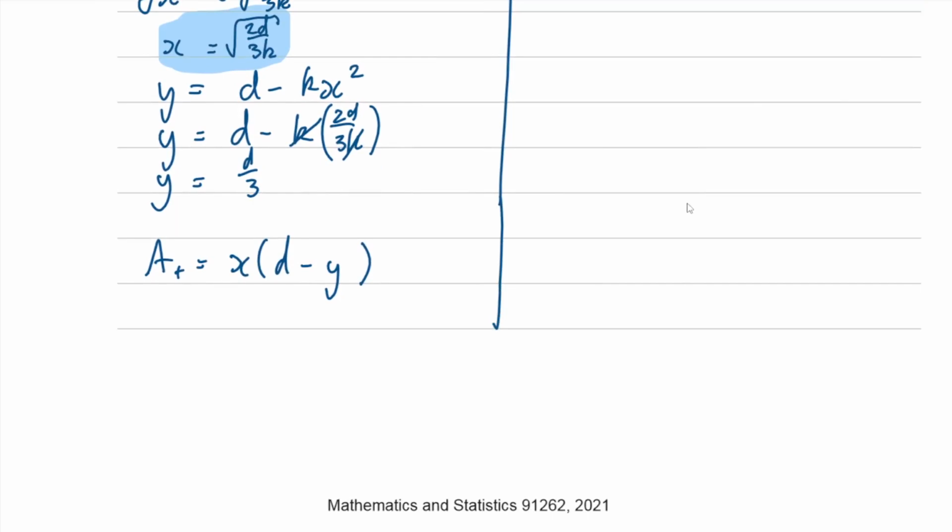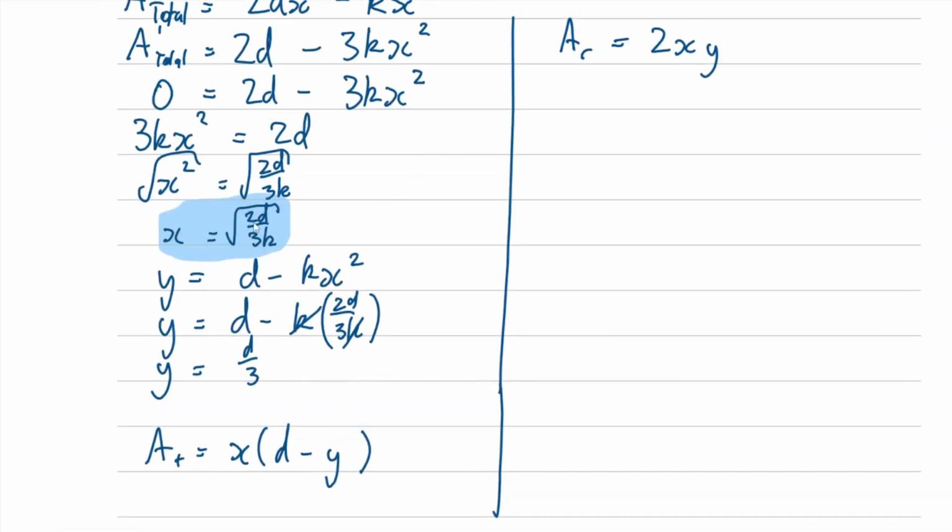So what we're doing now is we've found the x value of the minimum or maximum. I've substituted it in for x into the equation of y. So now I know that y equals d over 3. I will now substitute x and y into our equations for the area. And what we're trying to do is show that the areas of the triangular section equal the areas of the rectangular section. So from here, it's just algebra.